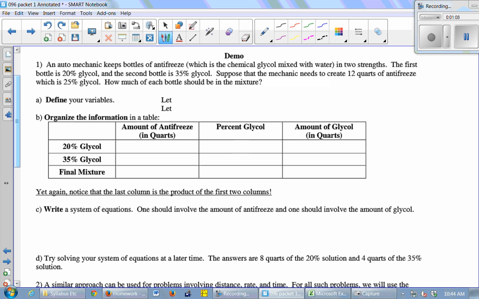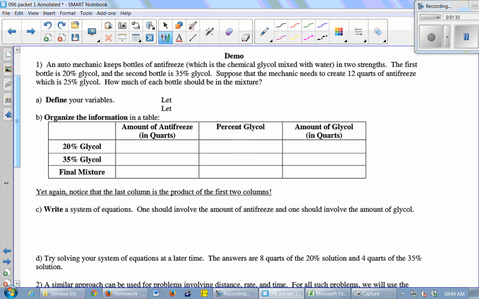So suppose that the mechanic needs to create 12 quarts of antifreeze that's 25% glycol. So he's got some 20% and he's got some 35%. It makes sense that if you mix the two together, you could get a percentage in between 20 and 35. So you could get a 25% mixture. How much of each bottle should be in the mixture?